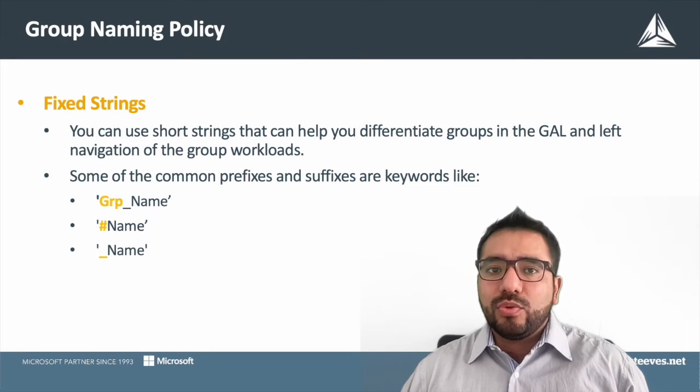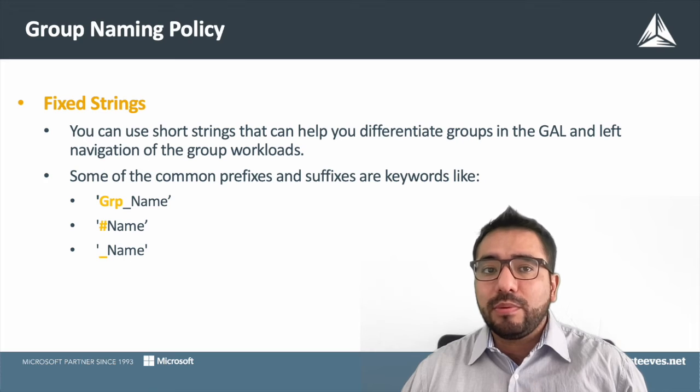The other thing you can do is add fixed strings to help you differentiate groups in the global address list and left navigation of the group workloads. Using short strings will allow you to quickly identify groups. Some of the common prefixes and suffixes are keywords like GRP, hashtag symbol, and underscore.